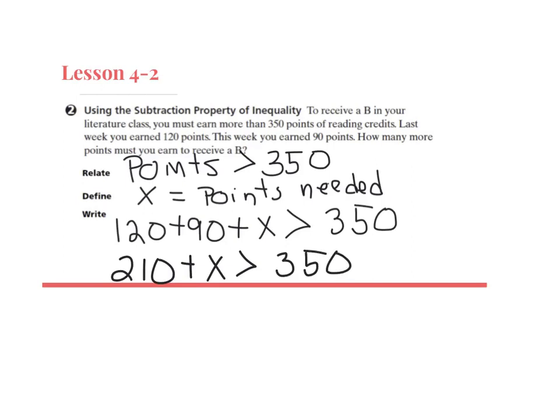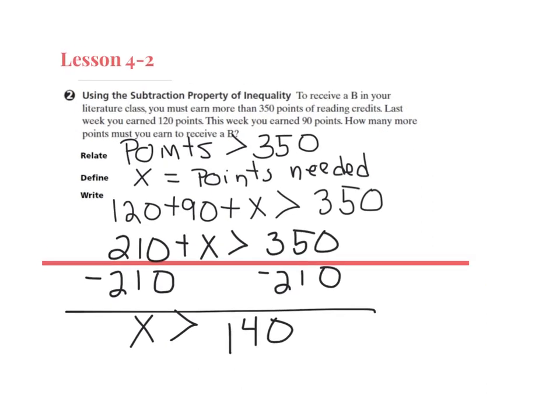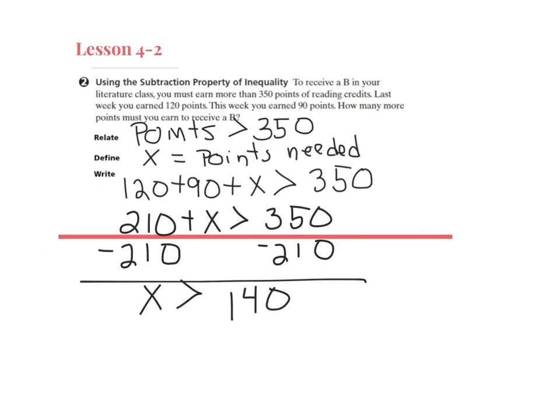And now if I want to figure out how many points I still need, I'm going to use the subtraction property and subtract 210 from both sides of my inequality. Again, keeping that inequality balanced and holding true. And I'm left with x is greater than 140. So if you think about what that means, I need to earn more than 140 points in order to get a B in this course.